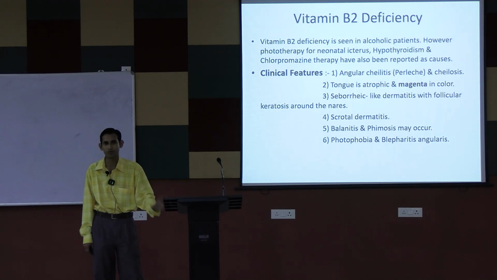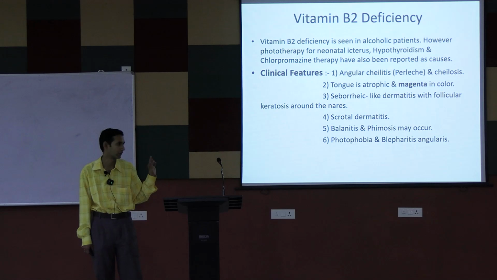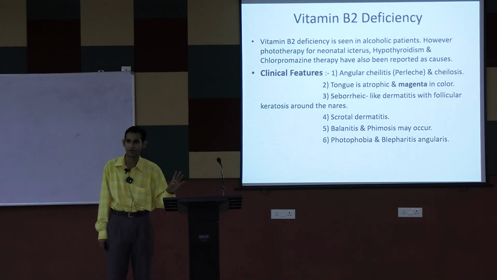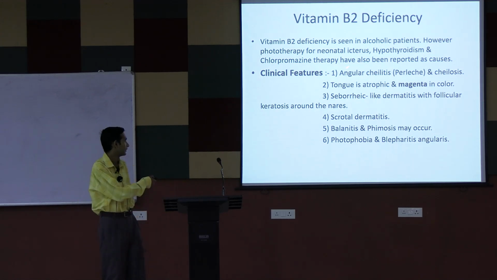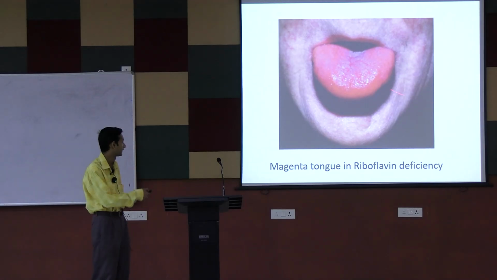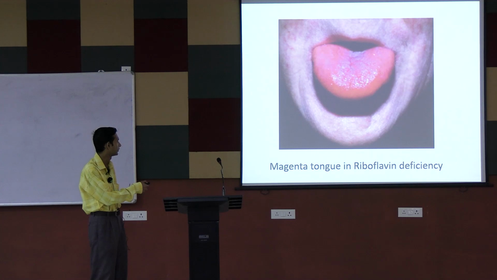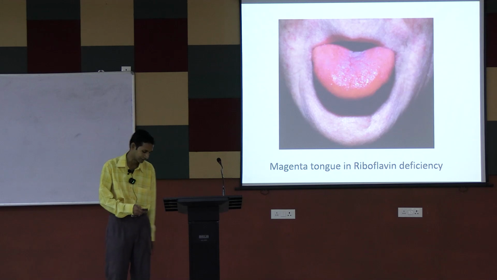The most important thing you have to remember is angular cheilitis and glossitis, and most important is the magenta color tongue or atrophic tongue. These two are most important. Angular cheilitis and cheilosis, and the tongue is atrophic or magenta in color. This you have to remember. This is the picture of the magenta color tongue with loss of papillae. Loss of papillae, usually an atrophic tongue magenta in color, is found in riboflavin deficiency.